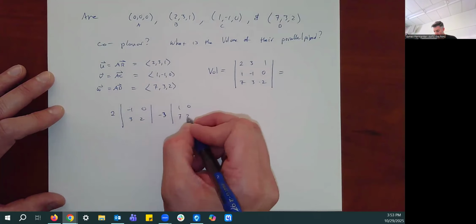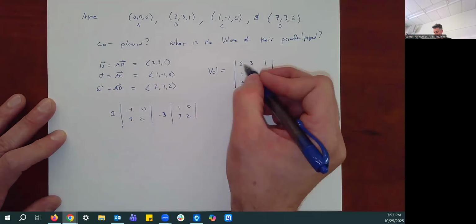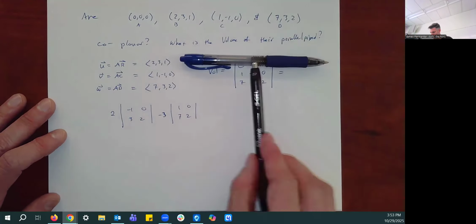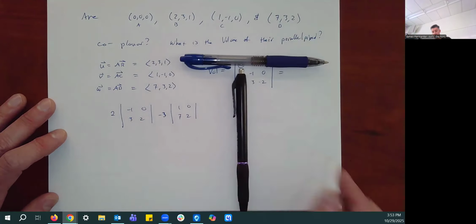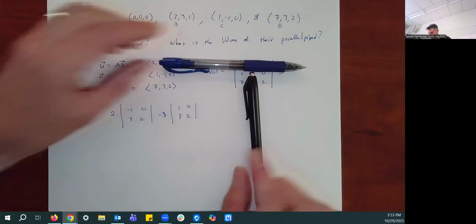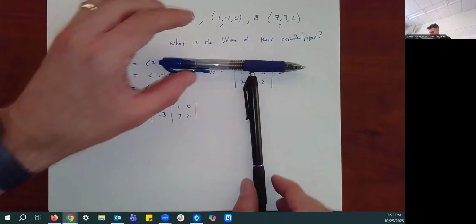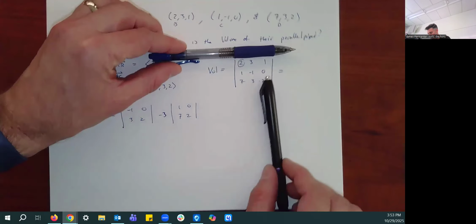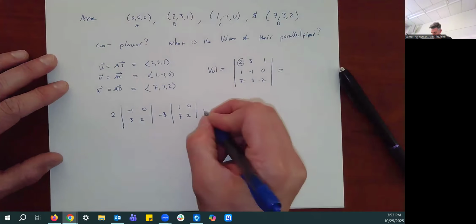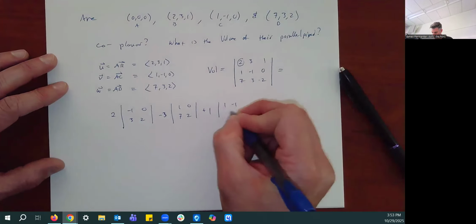In case you missed it when I said it before, all I'm doing is selecting 2, crossing out the row and column it's in, and then finding the determinant of the remaining 2 by 2 matrix. Then when I pick 3, I cross out its row and column, and I've got the remaining 2 by 2 matrix, 1, 0, 7, 2, and then covering up 1 and having that as my remaining matrix. So it's going to be plus 1 times the determinant of 1, negative 1, 7, 3.